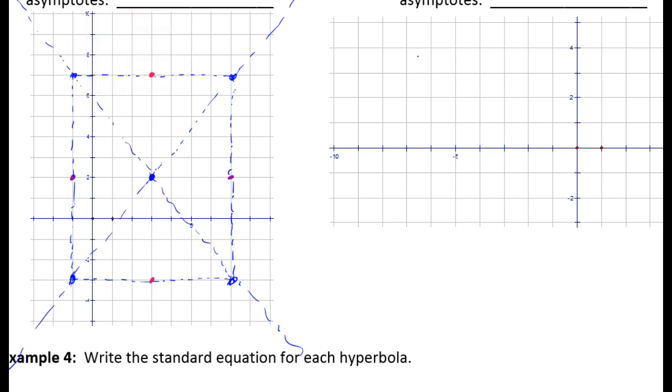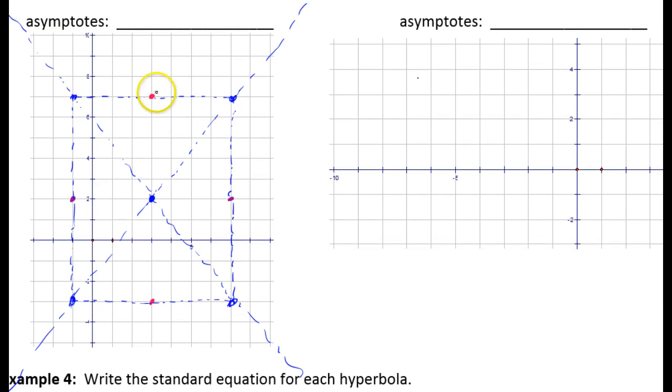Okay, with those asymptotes in place, we can actually go ahead and graph the branches. Remember, this is a vertex and this is a vertex. So the branches are here, and of course they will approach the asymptotes. Okay, so our graph is done.